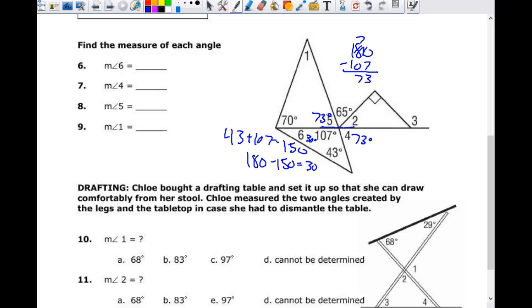Okay. I think solving for number 1 is really easy now. We can solve for 1. We know this angle plus this angle plus this angle add up to be 180 degrees, right? So 70 plus 73 is equal to 143. 180 minus 143, you need to borrow 1 from there, is 37. 37.